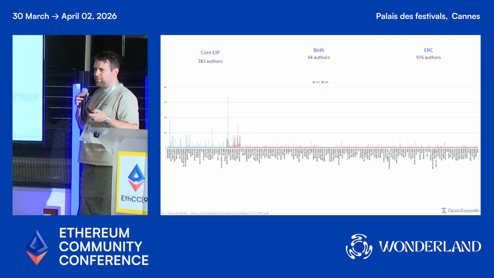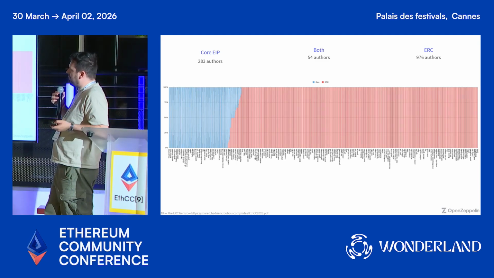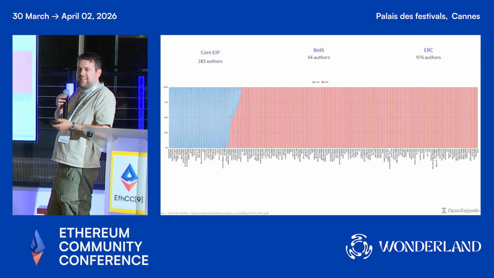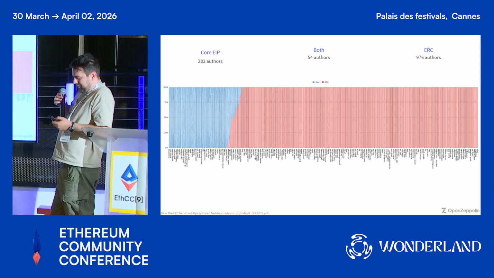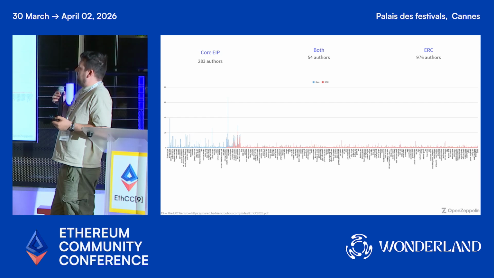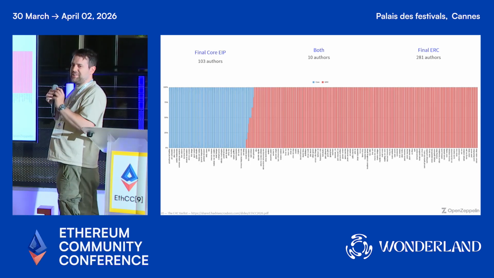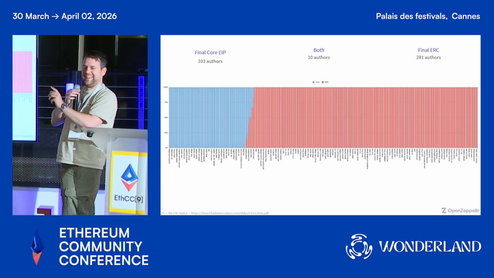Those are for all core EIPs and ERCs, so you know the drill. We're only going to look at the final ones now. If you look at the final ones, fewer people on both sides, overall the same dynamic. No, it's not the same. Sorry, you're right, I clicked the wrong button. Thank you very much. Those are the final ones, and it looks very much the same.